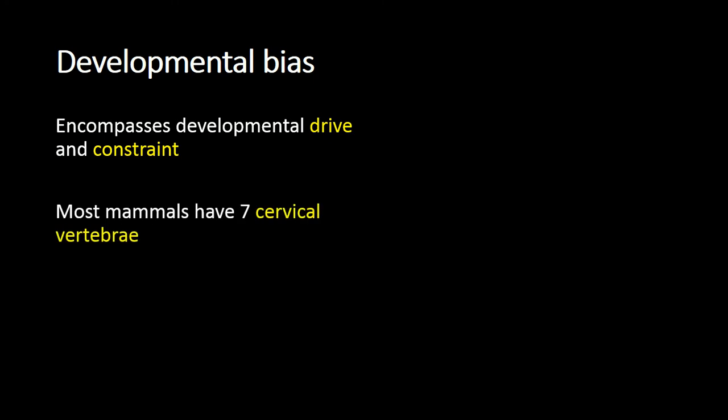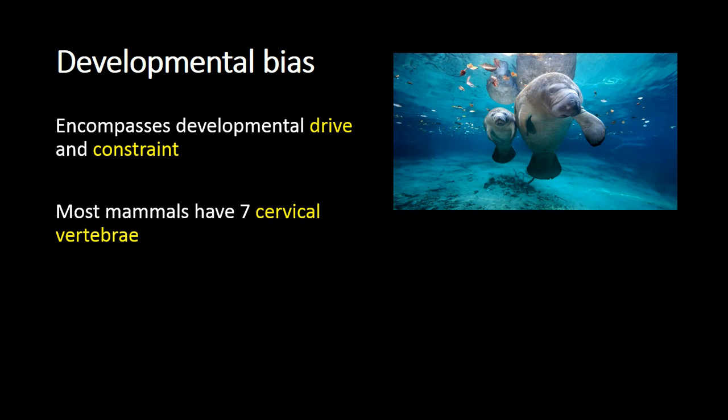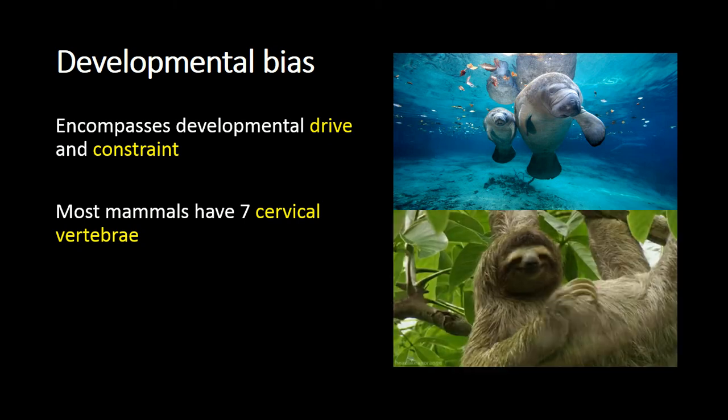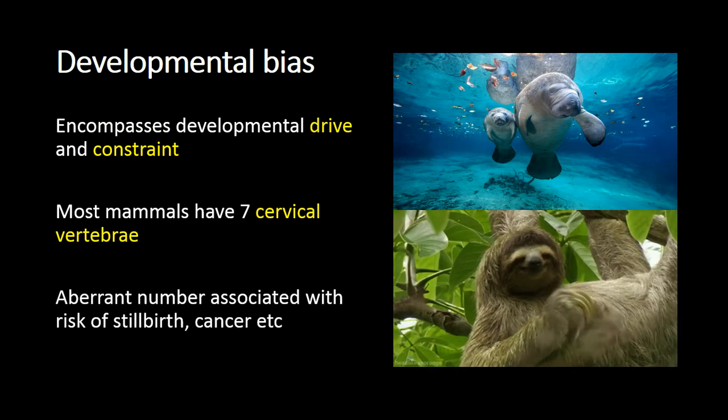For example, most mammals seem to be constrained to having 7 cervical vertebrae, whether or not they have really long or really short necks. The only two groups of mammals that seem to break this rule are the manatees and sloths. The reason why it is believed that evolution has this developmental constraint is that an aberrant number of neck vertebrae is associated with an increased risk of things like stillbirth and cancer, and therefore it's easy to see why evolution has been channeled potentially in a certain direction or restrained from going in others.